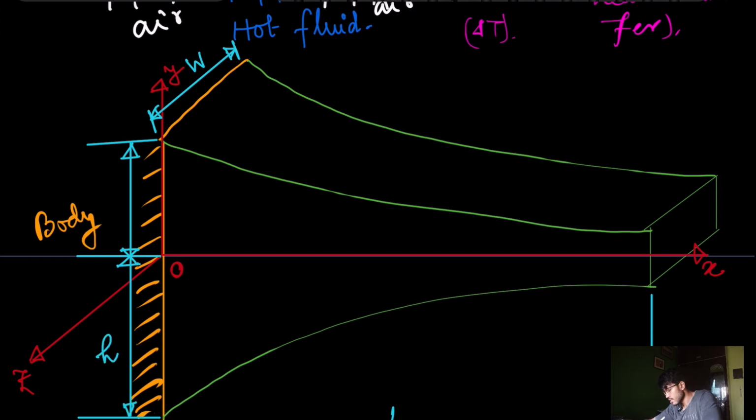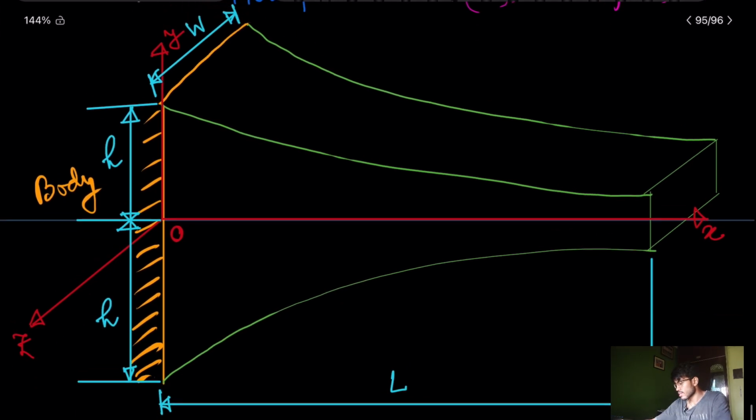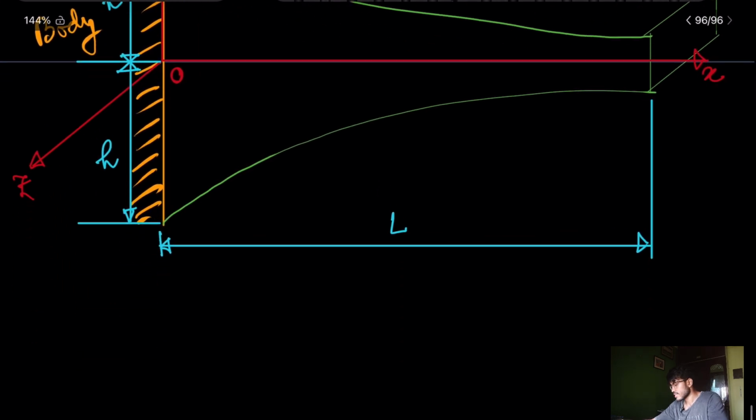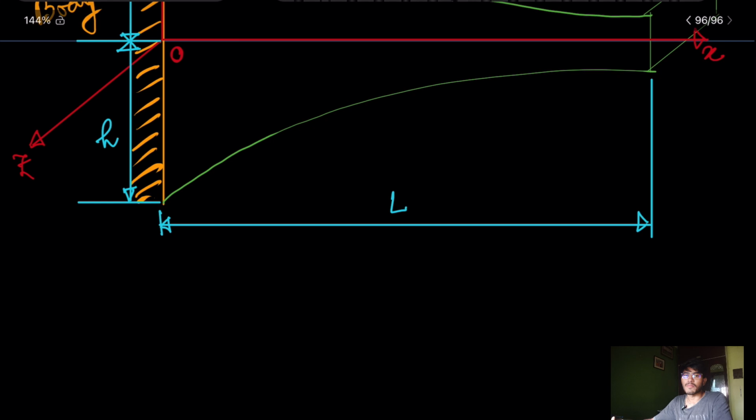This is h and this is h. Okay, I think the diagram is clear. Okay, so now what we will see is what the thermal resistances are in different directions.